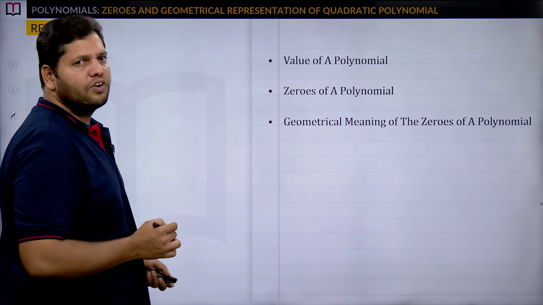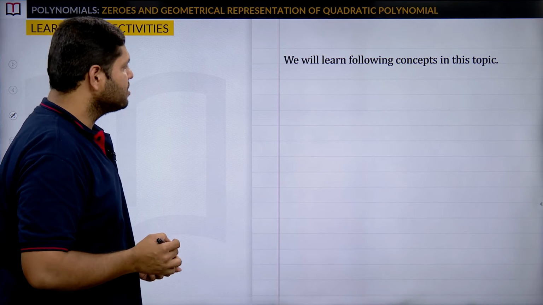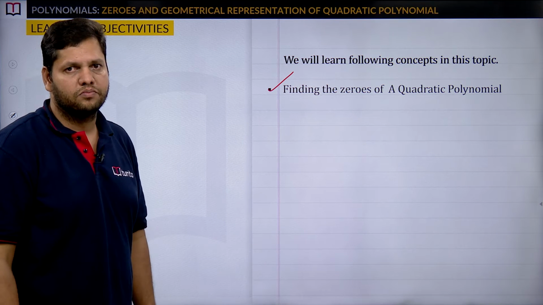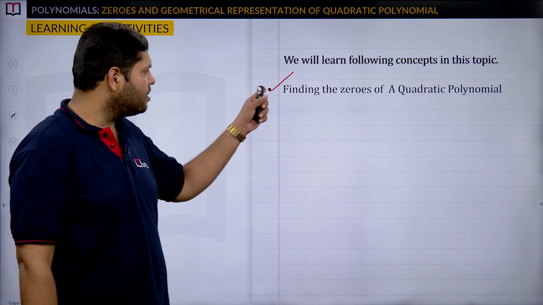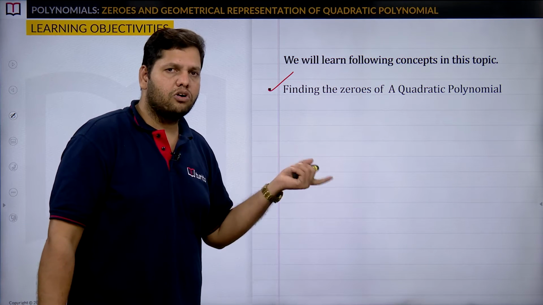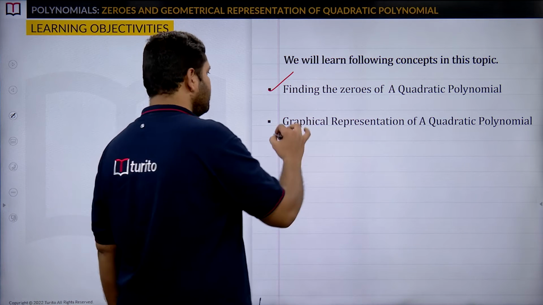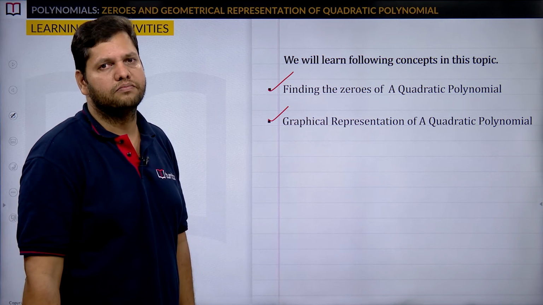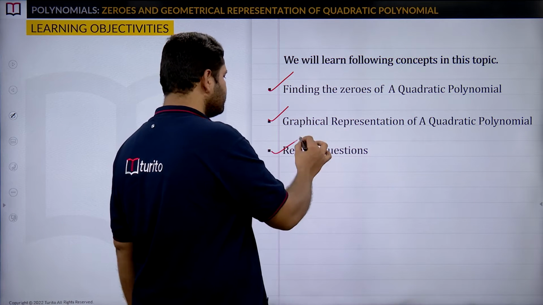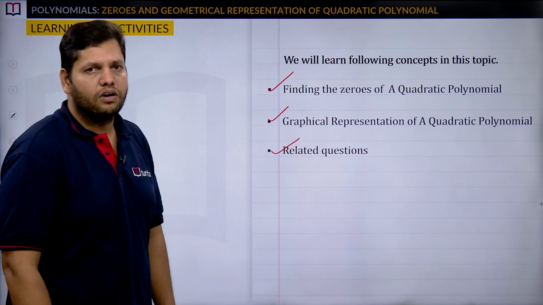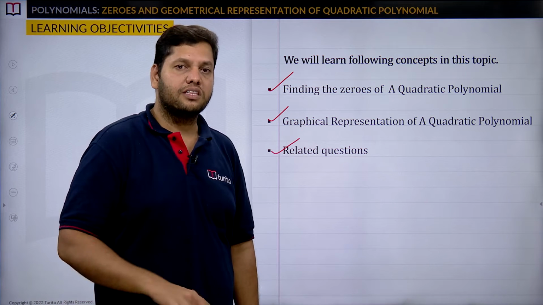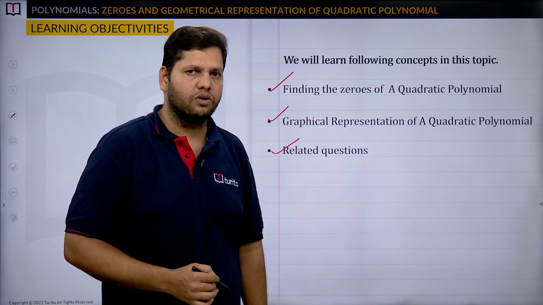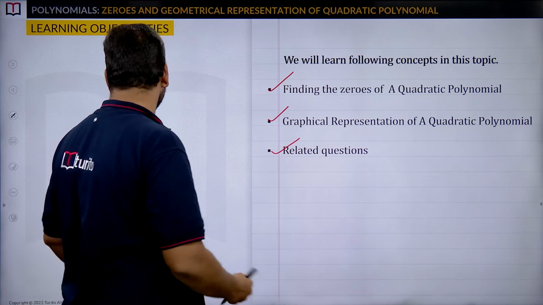Now children, what are we going to discuss in today's class? Today's class we are going to discuss finding the zeros of a quadratic polynomial. First, we are going to find the zeros of a quadratic polynomial. Next, again, the graphical representation of zeros of a quadratic polynomial. Another point, children, we are going to discuss some questions related to finding the zeros of the polynomial, theoretically as well as practically. Practically means graphically. Okay. Now let us see, children, how we are going to do all these things.